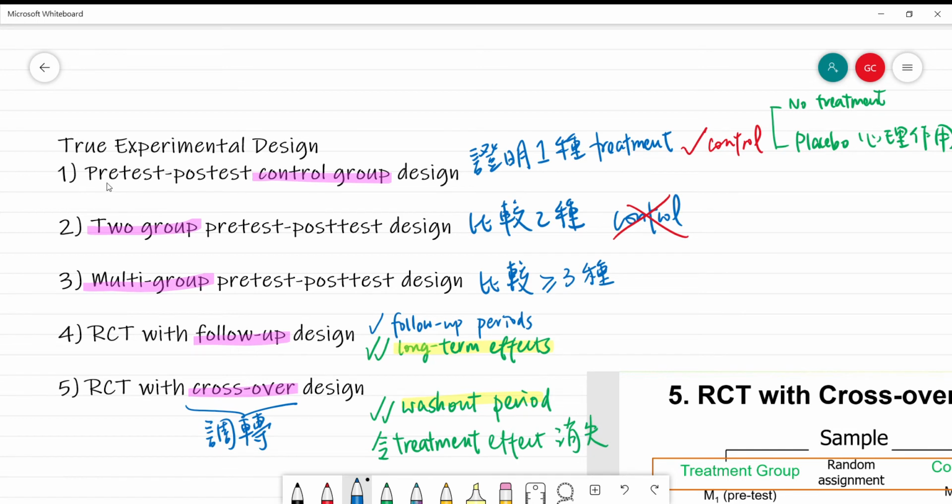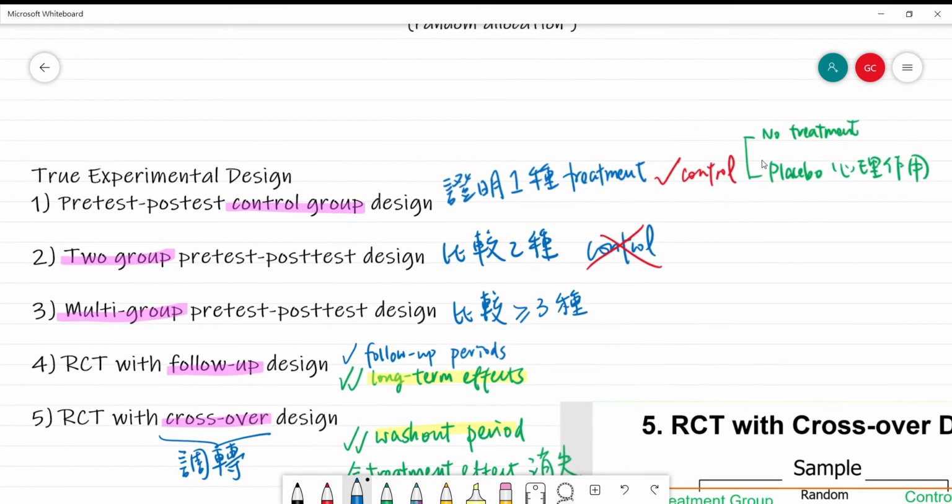So first of all, the true experimental design includes different kinds of experimental designs. The first is the pre-test, post-test control group design. That means there are two groups, a control group and a test group. For the control group, there is no treatment, but there is a placebo. For those who don't remember what a placebo is, you are welcome to review the last video of lecture 2.